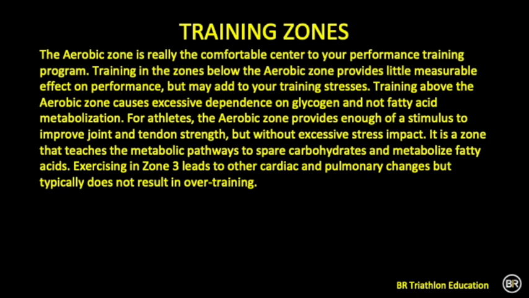Training in the zones below the aerobic zone provides little measurable effect on performance, but may add to your training stresses. Training above the aerobic zone causes excessive dependence on glycogen and not fatty acid metabolization. For athletes, the aerobic zone provides enough of a stimulus to improve joint and tendon strength, but without excessive stress impact. It is a zone that teaches the metabolic pathways to spare carbohydrates and metabolize fatty acids. Exercising in Zone 3 leads to other cardiac and pulmonary changes, but typically does not result in overtraining.